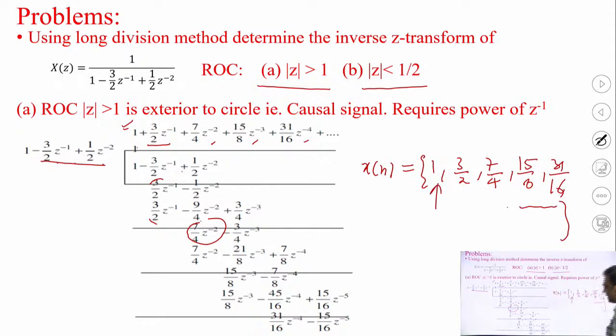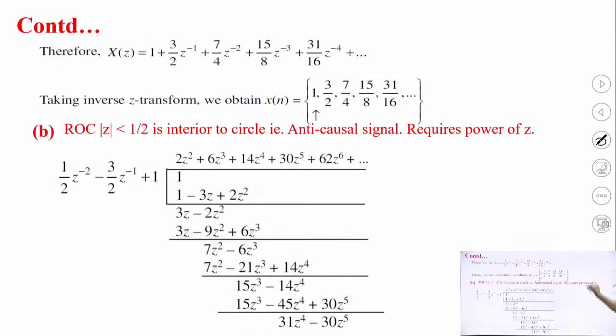And the second case, which I have already written: the ROC is |z| less than 1/2. In that case we are interested in positive powers of z. So, unlike previously where we wrote 1 first, right now we write the highest negative power first, and we will eliminate this term.